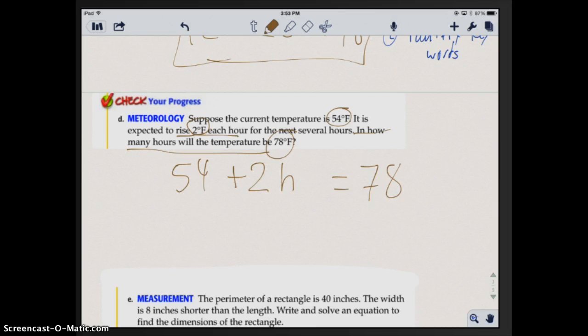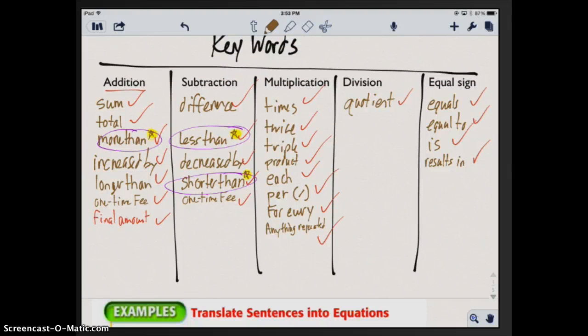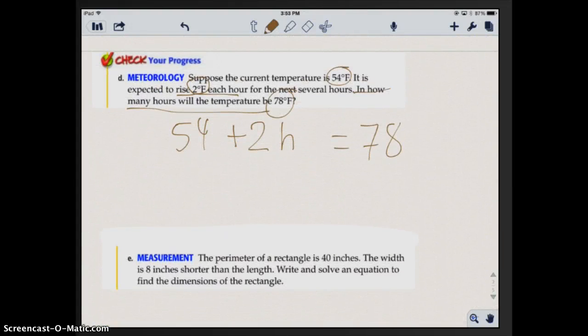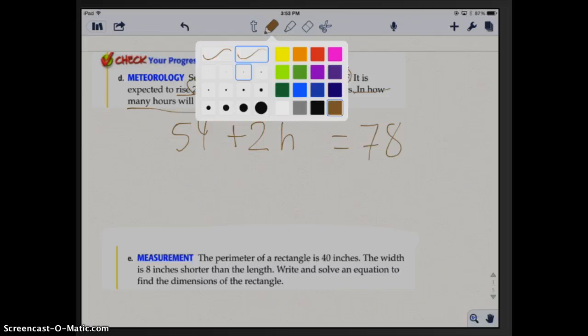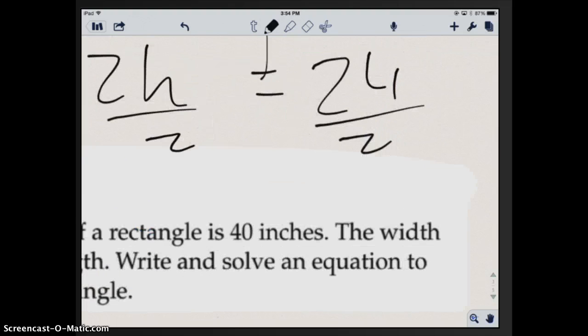How do I know that? You could refer back to this table that has multiplication. Oh yeah, what do you know? Each. So I need to solve this also. Minus 54, 2h equals 24, divided by 2, divided by 2. So h is going to equal 12 hours.